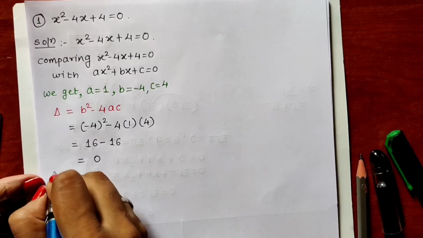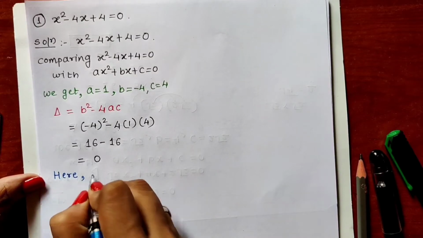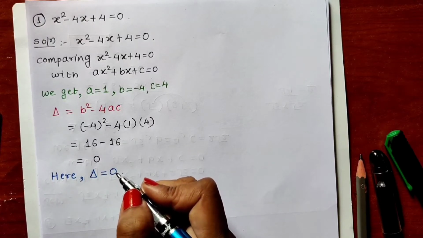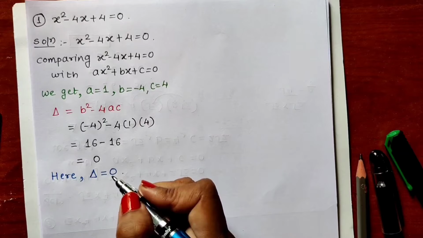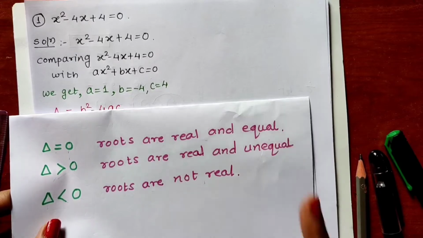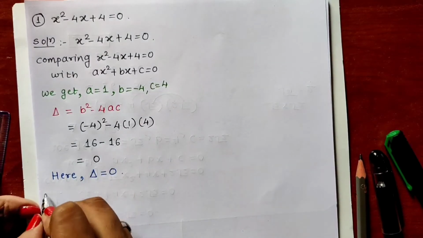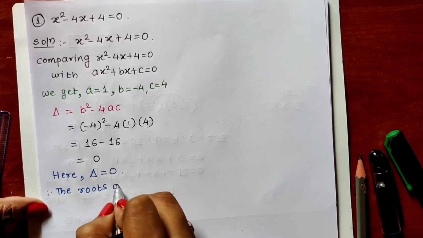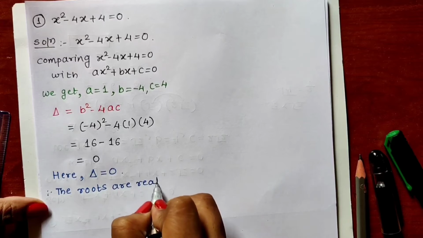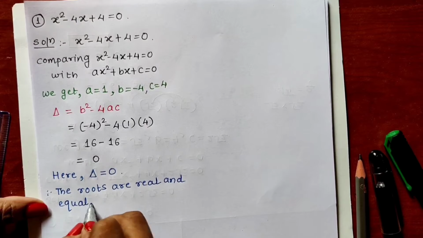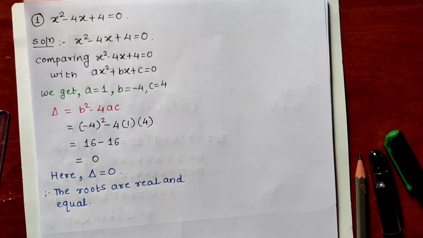I will write here, delta is equal to 0. So when delta or discriminant is equal to 0, what is the nature of roots? The roots are real and equal. Always keep this in mind. So therefore the roots are real and equal.